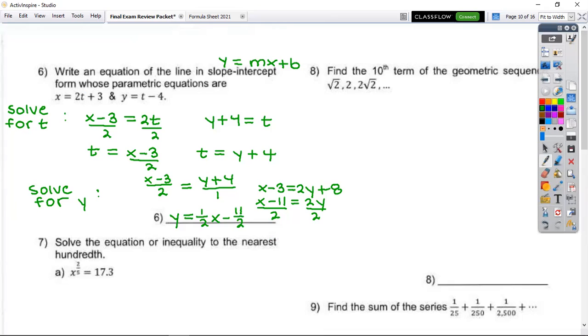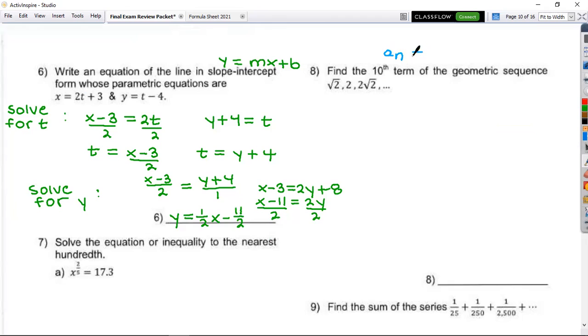We want to find the 10th term of the geometric sequence. So this is the formula sheet. Your formula for an explicit term of a geometric sequence is a sub 1 times r to the n minus 1 power. And all you're going to do is simply plug that back in. So I have a sub 10 equal to, I have the radical 2, the ratio is radical 2, and then this gets raised up to the 10 minus 1.